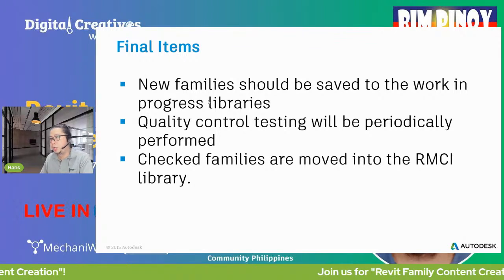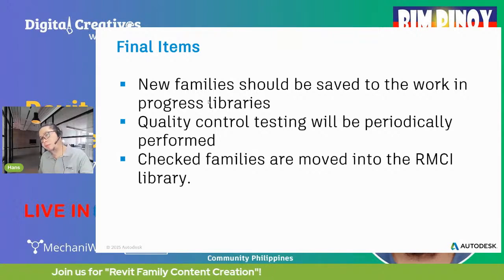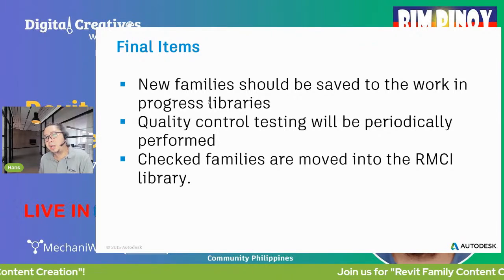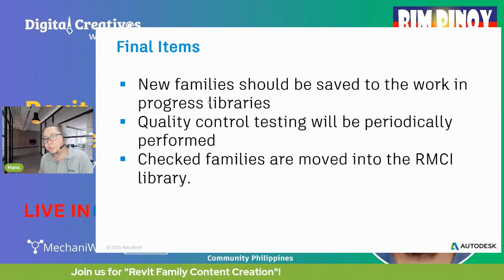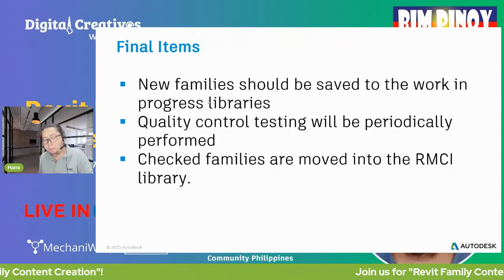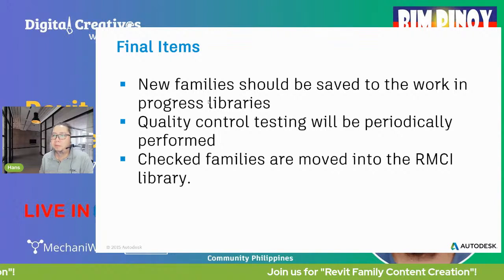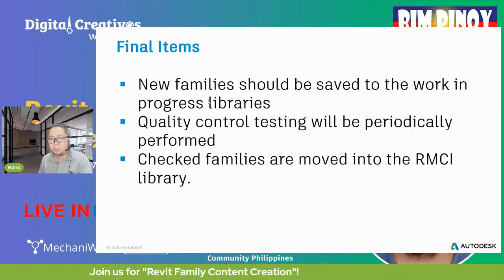In your company, if some information is needed, like manufacturer or other information, it will be added on the families, for example, testing, commissioning, or locations. So all of those things can be added on your family if that is included in the requirement of your quality control.